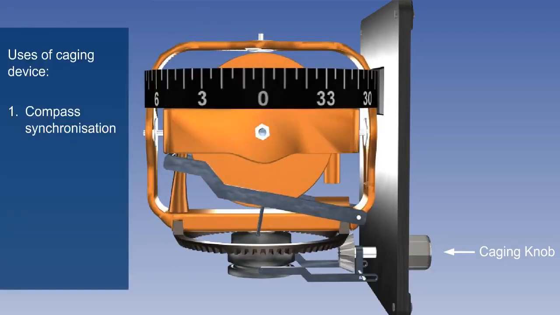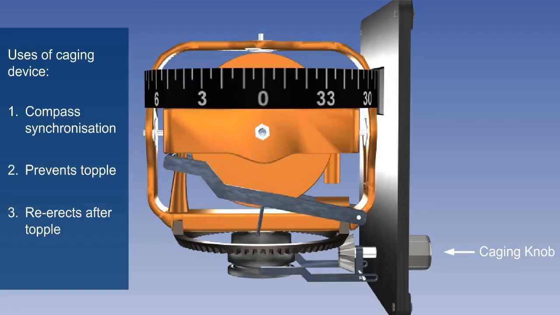So the uses of the caging device are firstly to reset and synchronize the DGI with the magnetic compass, secondly to engage and lock the gyro rotor to prevent topple while the gyro is being synchronized, and thirdly, should the gyro be subject to topple, the caging device can be used quickly to re-erect the gyro.